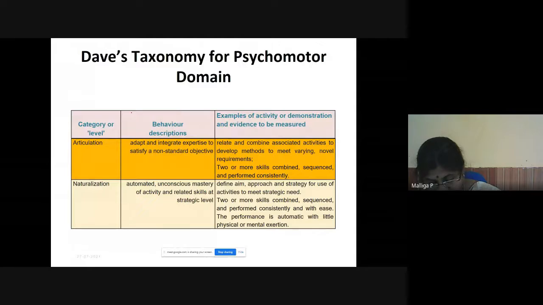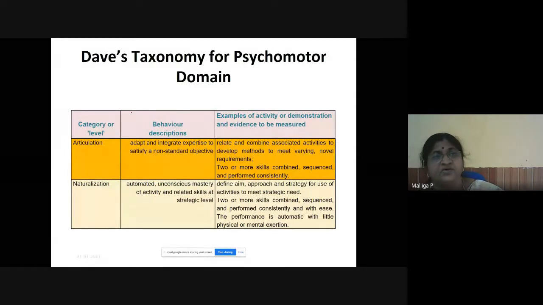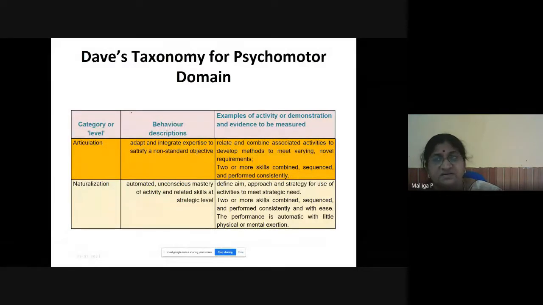So when they are performing anything, you can actually assess at what level it is, whether it is imitation, manipulation, precision, articulation or naturalization. If you want to bring any skill, or if you want to inculcate these things, at what level do you want it? As a teacher, you should understand at what level you have to bring it. And maybe there will be a minimum standard, at least at the precision level. They should be able to perform any exercises without the help of the instructor.